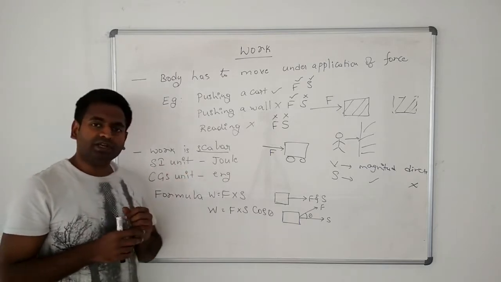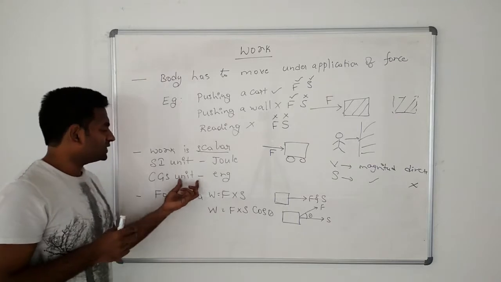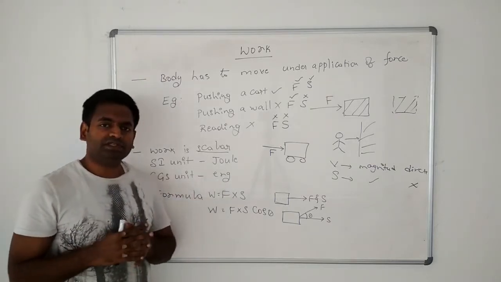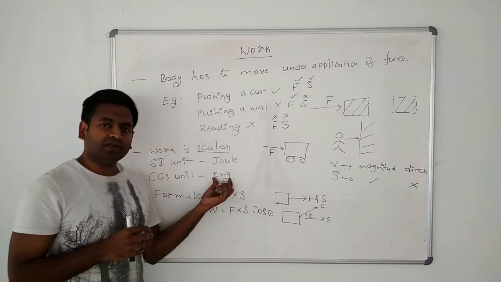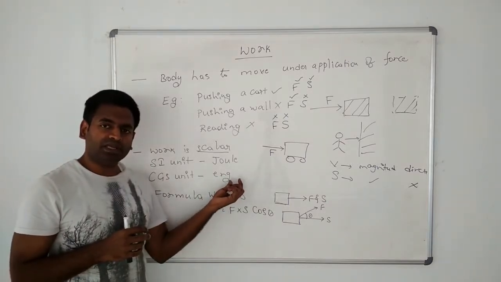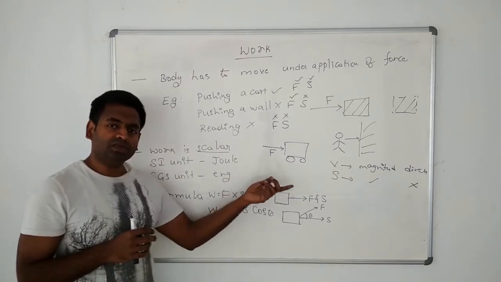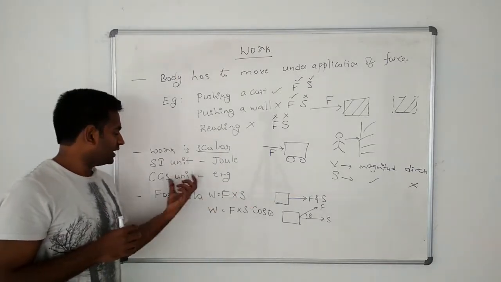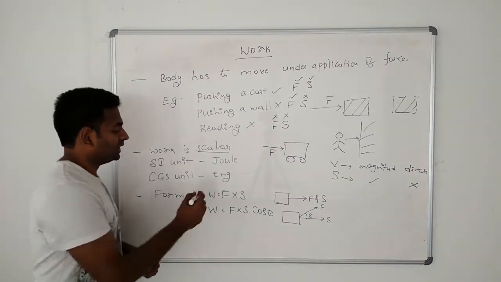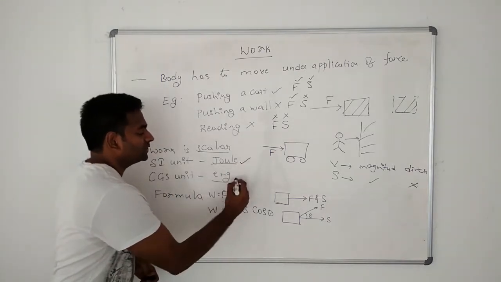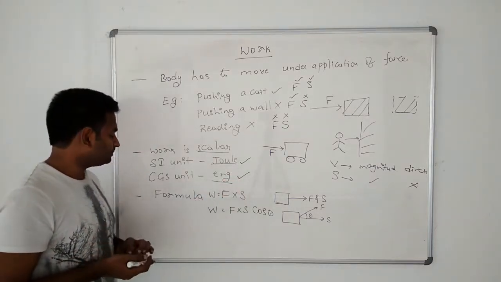Similarly, what is the SI unit of work? SI unit of work is joules. And what is the CGS unit? CGS unit of work is ergs. Erg is a term which came from the Greek word ergon. Ergon means doing work, so that is where the CGS unit came from. The CGS unit is erg and the SI unit is joules. These are very important because we will get this as a one marker in your board exam.